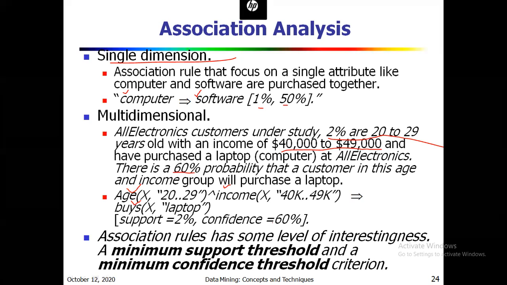An association rule must have a level of interestingness. If there is no level of interestingness, then it is not useful. The level of interestingness means that the rule must meet a minimum support threshold and a minimum confidence threshold. So you have to set the minimum values of support and confidence for the association rule, otherwise it's not useful.